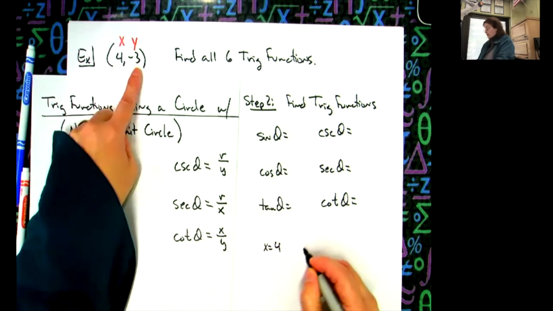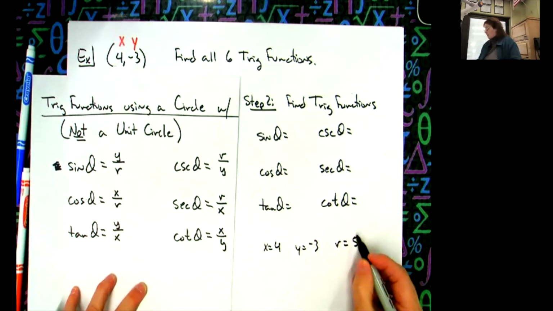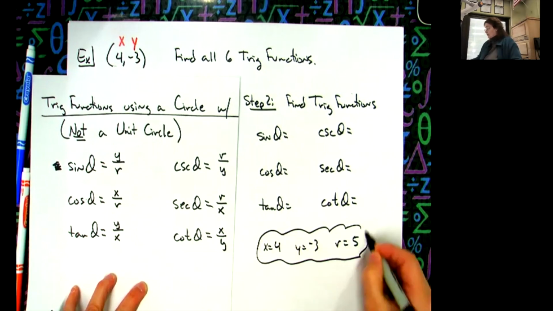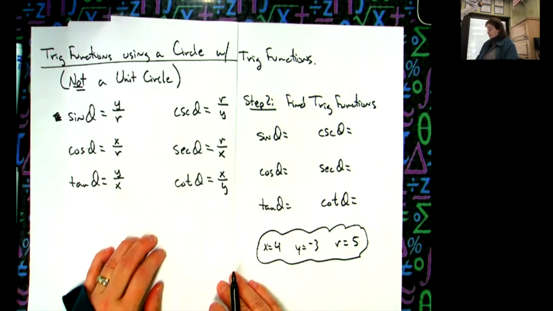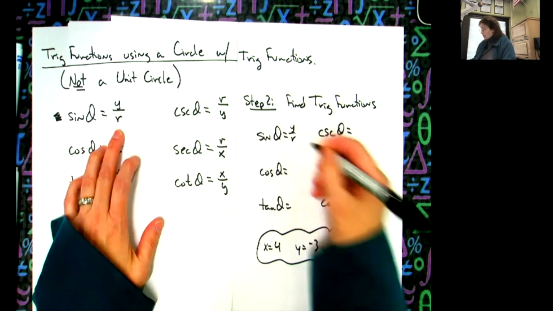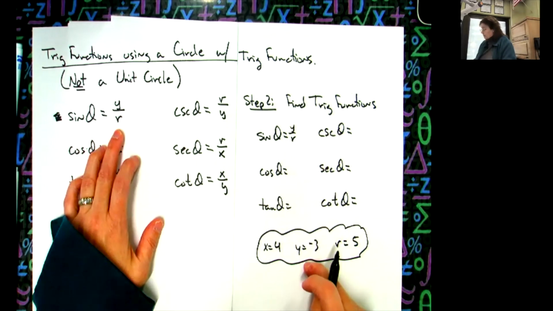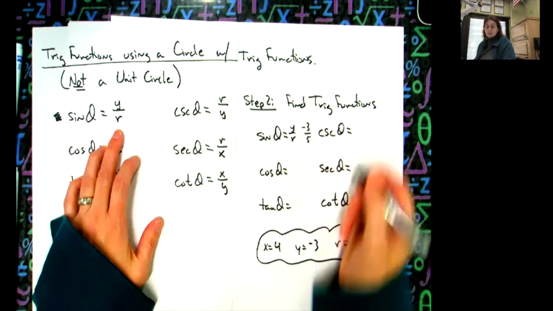Our x is 4, we know our y is -3, and we found our radius to be 5. Those are the values that we're going to use. We're going to look at our formulas and do a little bit of plug and chug here. So sine is y over r. Well, y is -3, r is 5, so -3/5.